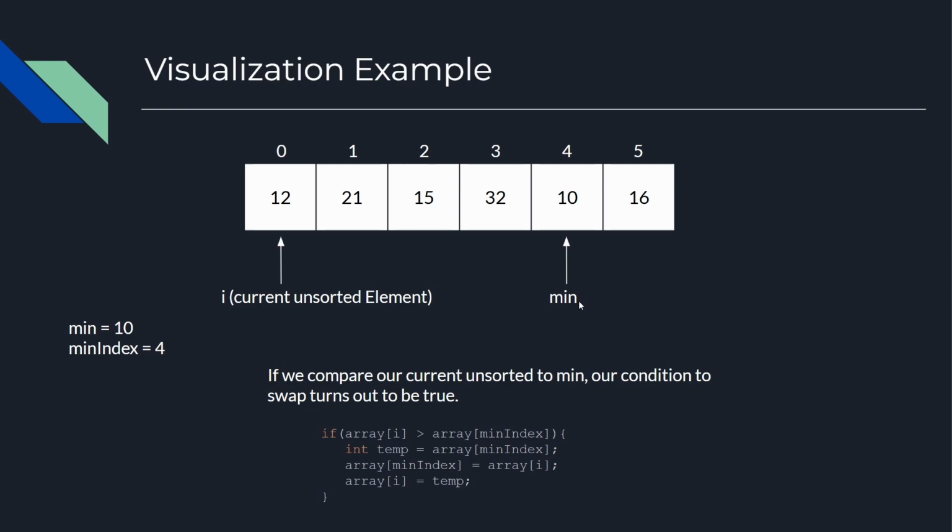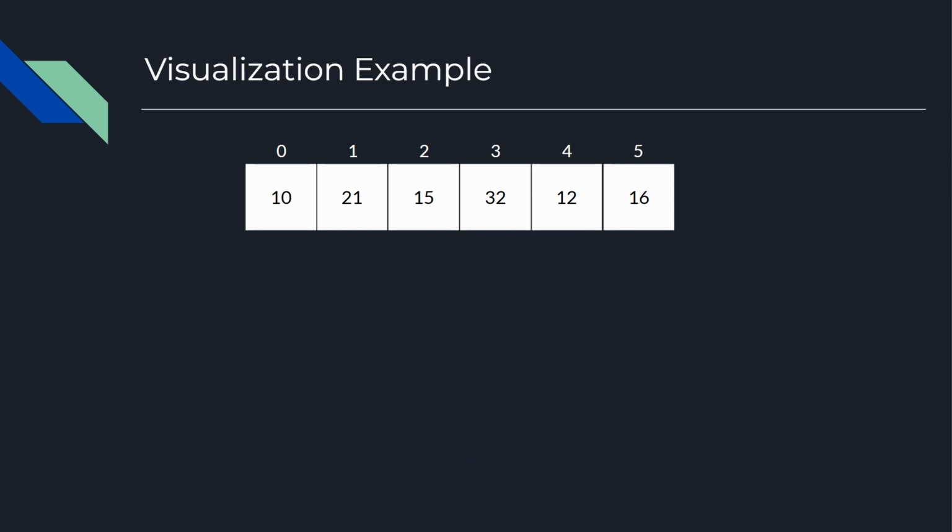Here is the result of our comparison. For now, i is pointing at 12. In other words, i is at index 0, and our minimum variable and minimum index point to index 4 and the value 10. After comparing the current first unsorted element to our minimum variable, the condition to swap turns out to be true. Therefore, a swap between these two indexes, or these two elements, will take place in our array. Here's the result after swapping.